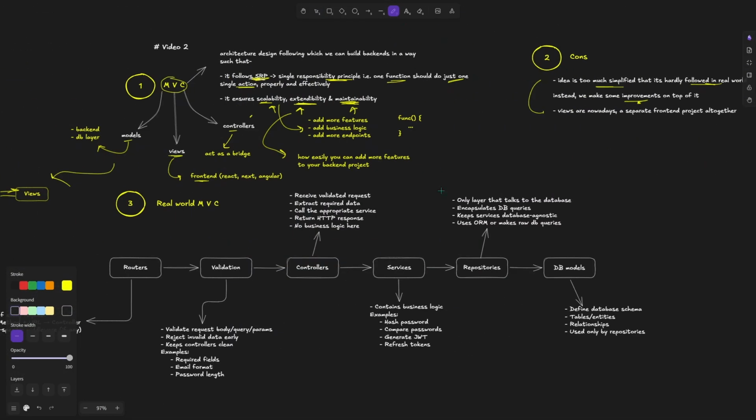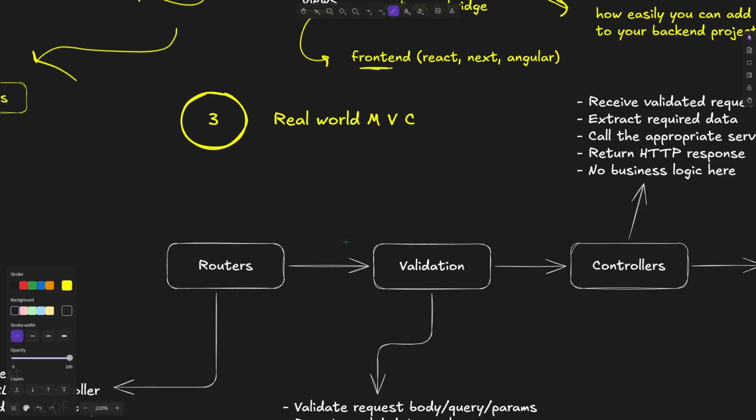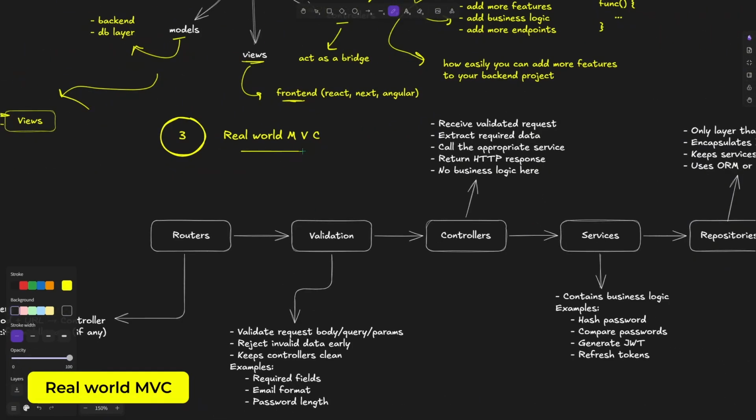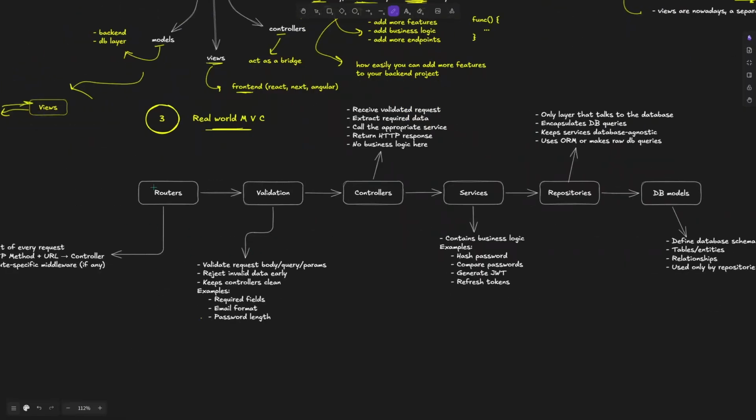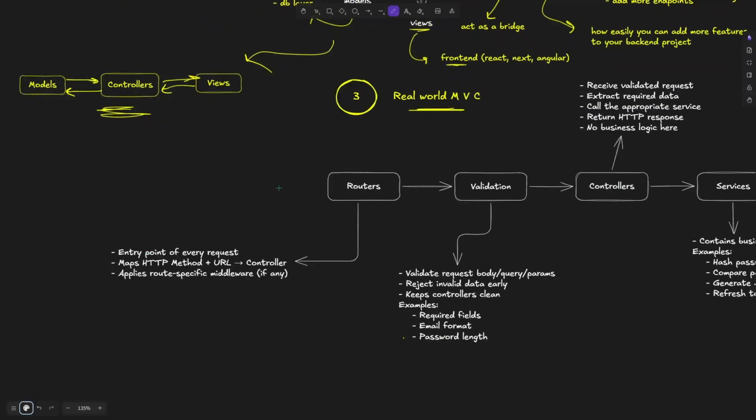Now what is the improvement? So this is the real world MVC. In the real world, or at industry level, we optimize this MVC architecture. So this is how it looks. As you can see, let's say that here we have the incoming requests.